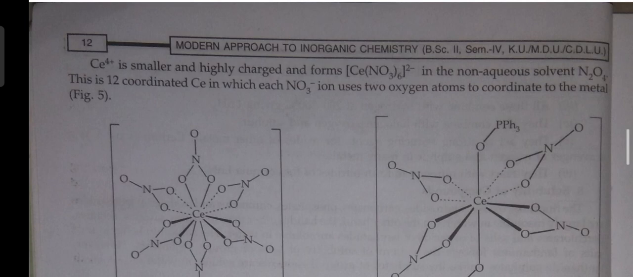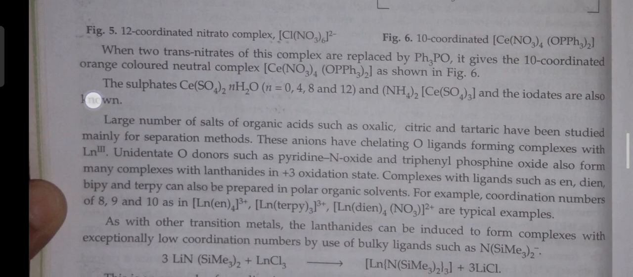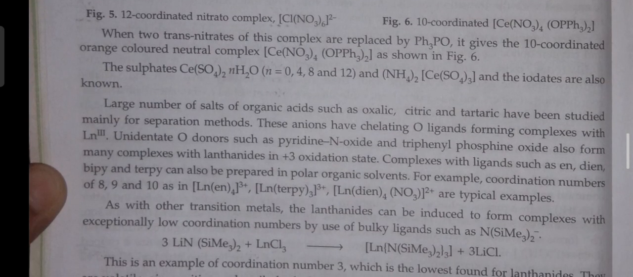Ce4+ is smaller and highly charged and forms [Ce(NO3)6]2- in the aqueous and non-aqueous solution. This is a 12 coordinated Ce in which each NO3- ion uses 2 oxygen atoms to coordinate to the metal. When two trans nitrates of these complexes are replaced by Ph3PO, it gives a 10 coordinated orange colored neutral complex Ce(NO3)4(OPPh3)2. The sulfates FeSO4, (NH4)2Ce(SO4)3 and iodates are also known.